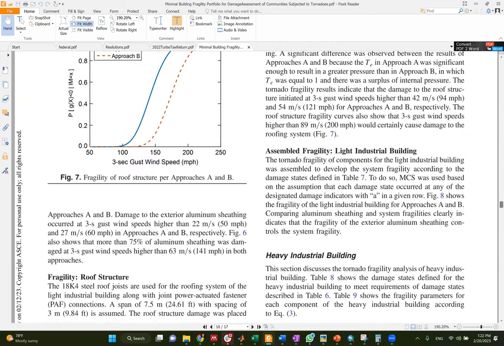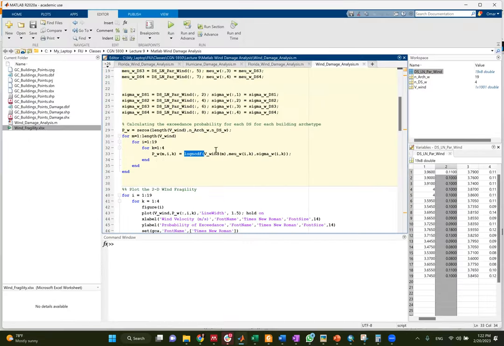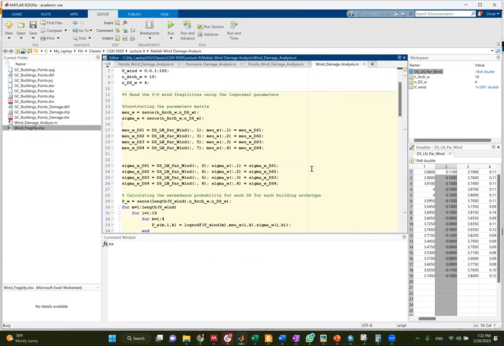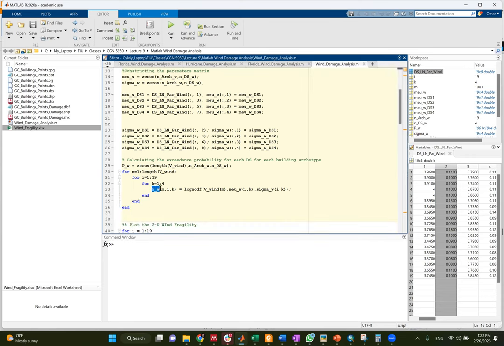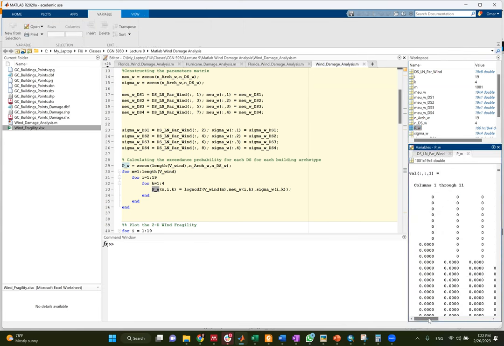All right, let's get back to the MATLAB. If I run this section, right now I have the value of this one. This is a 3D function. So if I click on this one, it will not show you a 3D. It will show you a 2D at each velocity. It will show you the exceedance probability at velocity number one for archetypes one to 19 and for damage states 1 to 4. So it will not show you 3D.